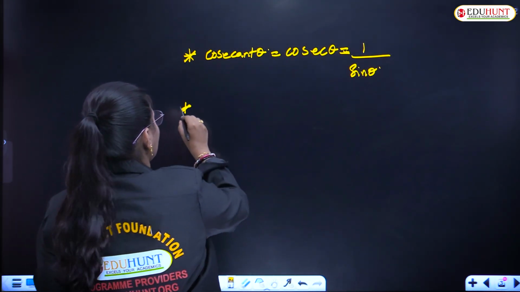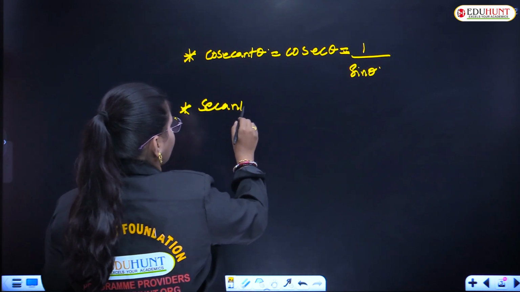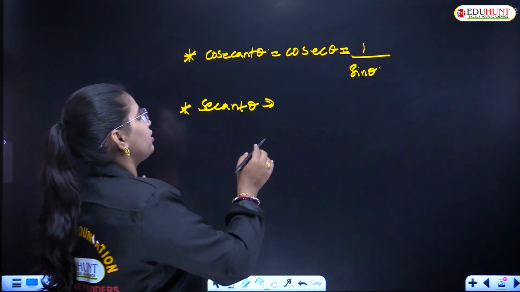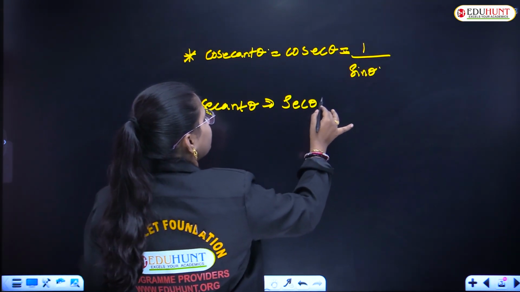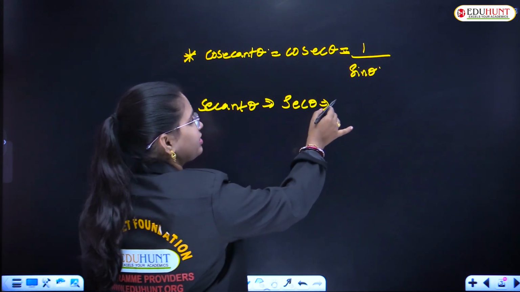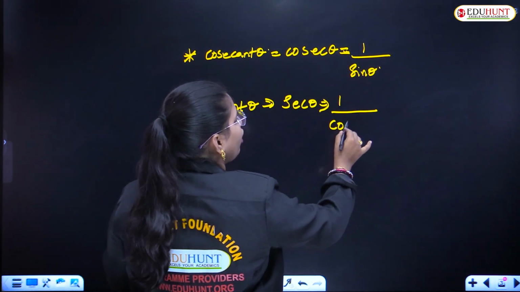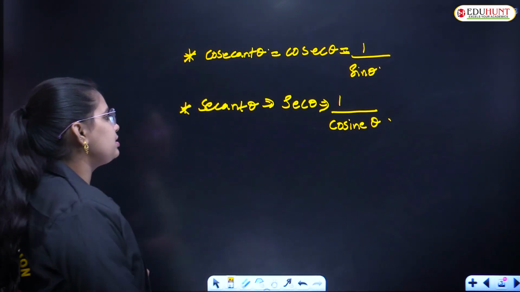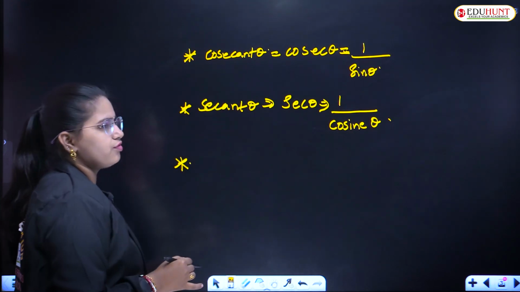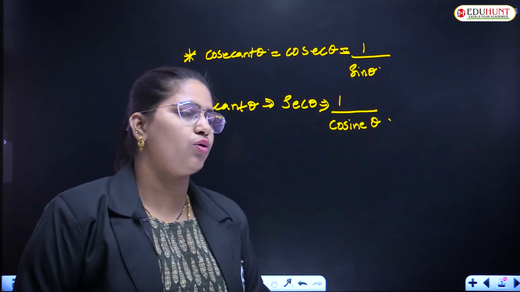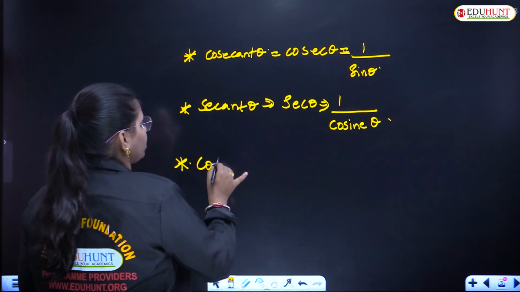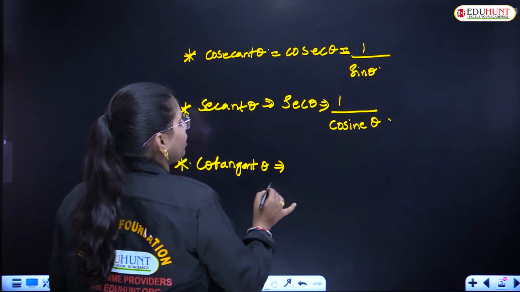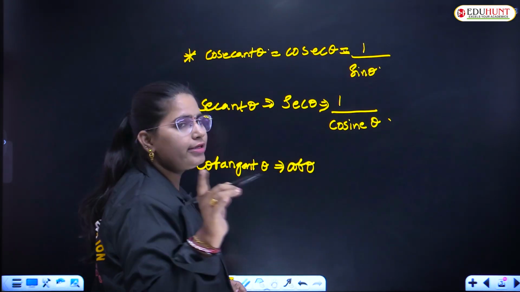Next one, secant theta. Secant theta is the fifth trigonometric ratio. In short, we read secant theta as sec theta. Sec theta is defined as the reciprocal of cosine theta. And the last but not least, the last trigonometric ratio is cotangent theta. In short, we read it as cot theta.